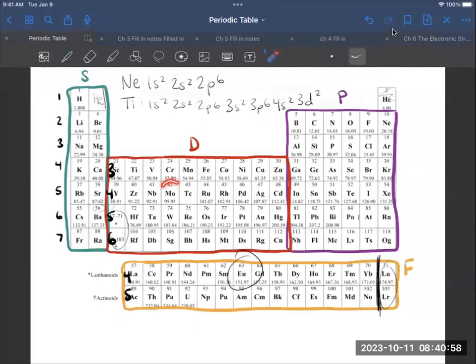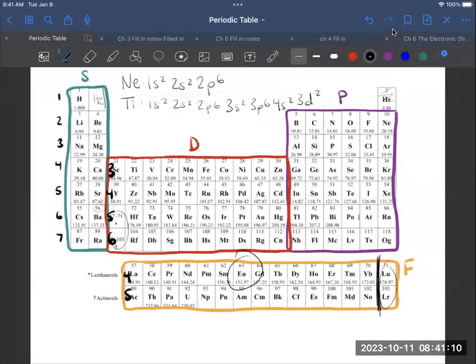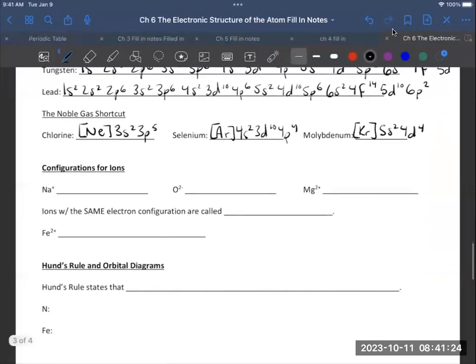Go ahead and pause and see if you can do molybdenum on your own. Molybdenum is located right here. If you did that correctly, you should have had krypton in brackets, and after that, you would have 5s2, 4d4. Okay, so there you have it. That is electron configurations. Feel free to pause and take a break too. I know we've been at this for a while, so if you guys need to pause and take a break, please feel free.